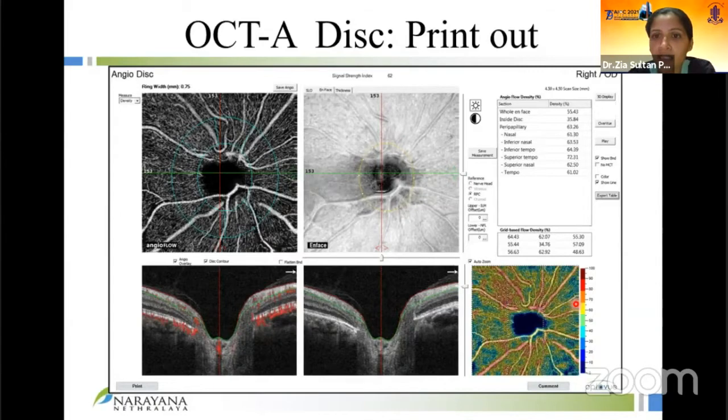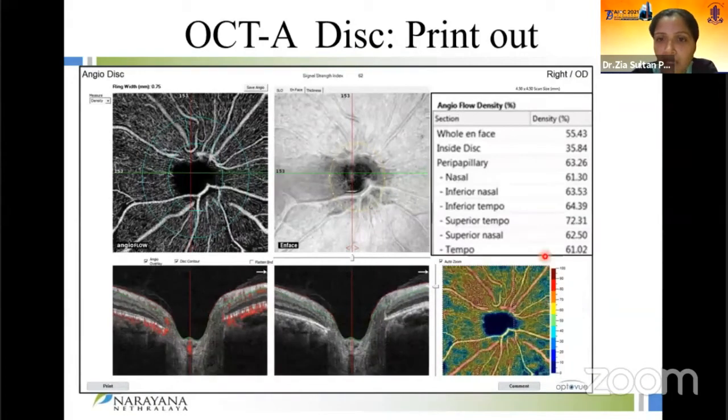Now, if you look at this density map, this is just an enlarged version. Again, you'll see it gives you the whole en-face region, the inside disc, which is the OCT. Because this is basically an OCT machine, it will give you the OCT layers as well. So this is auto-calculated based on the ending of the RPE Bruch's membrane layer. It'll calculate the disc on its own and give you the inside disc measurements.